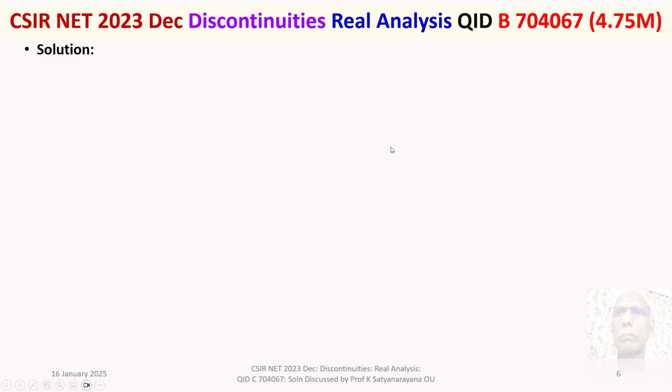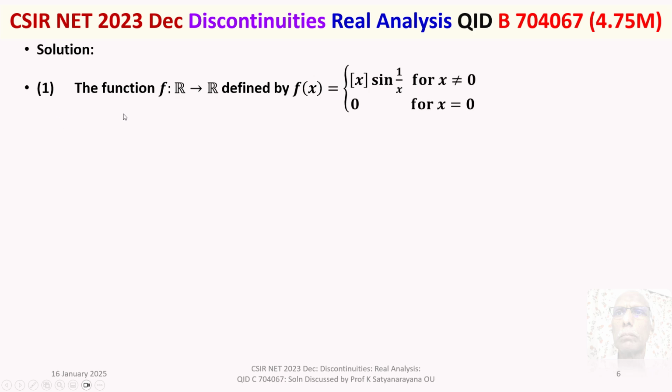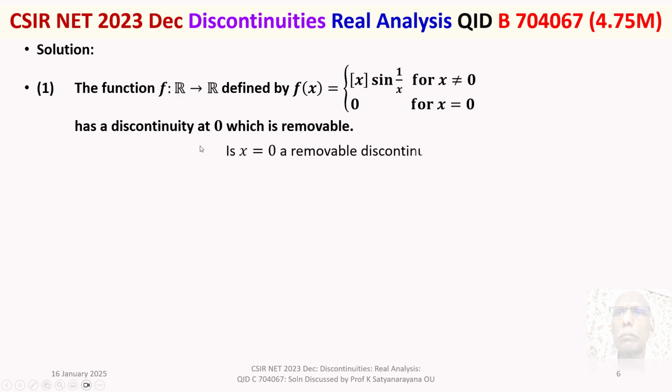We now discuss the solution of the problem in detail by taking the options one after the other. Option 1. The function f from R to R defined by f of x is equal to bracket x, that is GIF of x, sine 1 by x for x not equal to 0, f of x is equal to 0 for x is equal to 0, has a discontinuity at 0 which is removable. Now the question is, is x is equal to 0 a removable discontinuity of f of x?